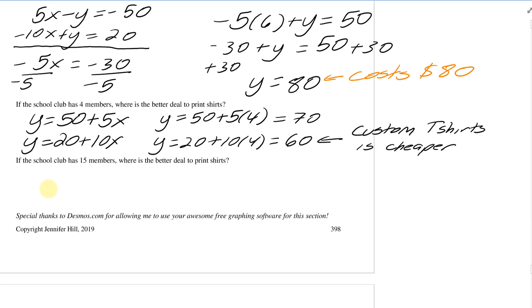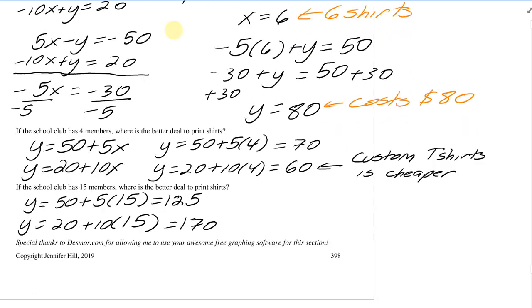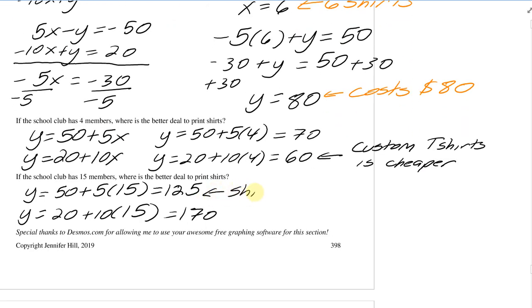And then if I do that one more time for 15 members, I'll just plug in those numbers now. So I have 50 plus 5 times 15. This will come out to 125, versus if I use the other company, 20 plus 10 times 15, this comes out to 170. So at 4 members, Custom T-Shirts was cheaper, but now at 15 members, the first company was cheaper. The first company was called the Shirt Factory. So this tells me the Shirt Factory is cheaper.